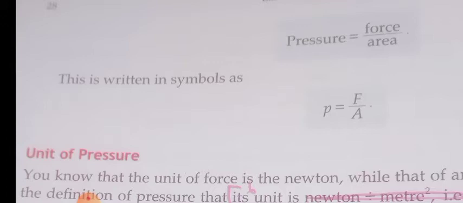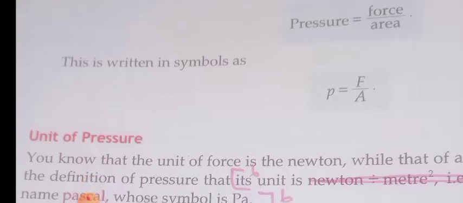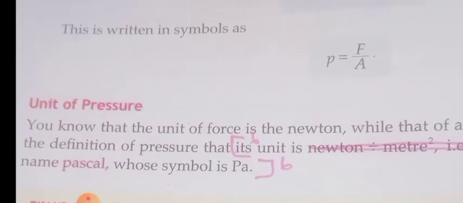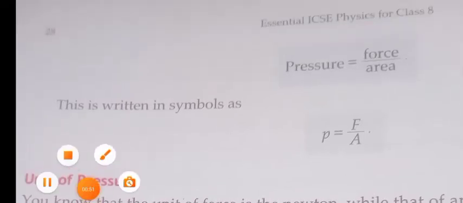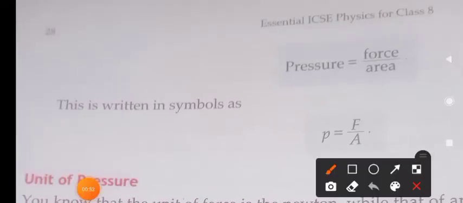The SI unit of pressure is Newton per meter square. You know that for force, the unit is what? Newton. Am I right? Then what about the area? You know the unit for area, it is meter square. So Newton per meter square is the SI unit of pressure.